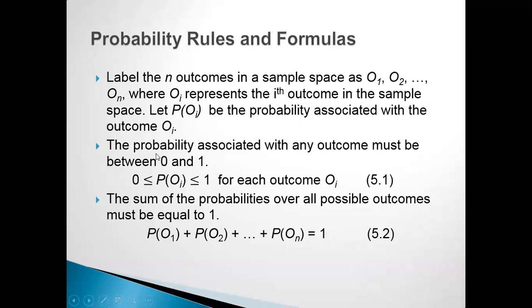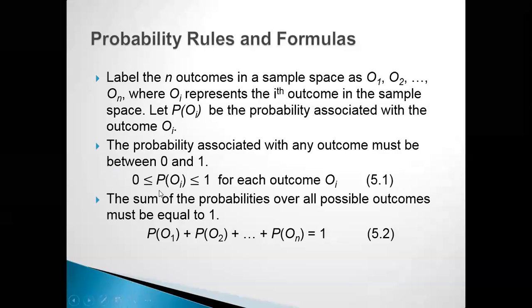So the first rule is that the probability associated with any outcome must be between 0 and 1. That is the major thing. The closer the probability is to 1, the more likely that event is to happen, the better the chances of that particular outcome or event happening. This is the notation in algebraic form.